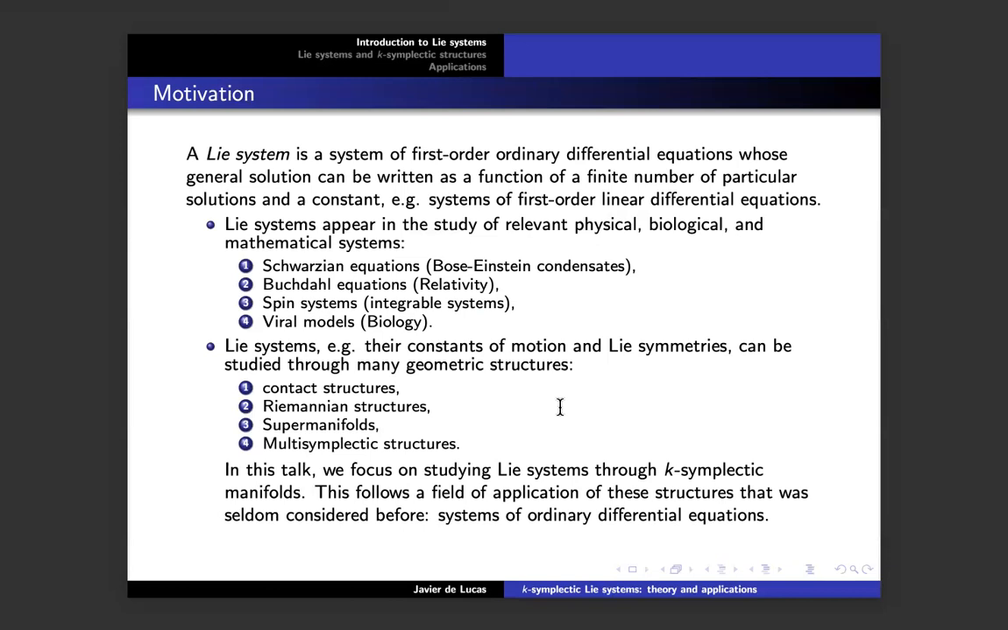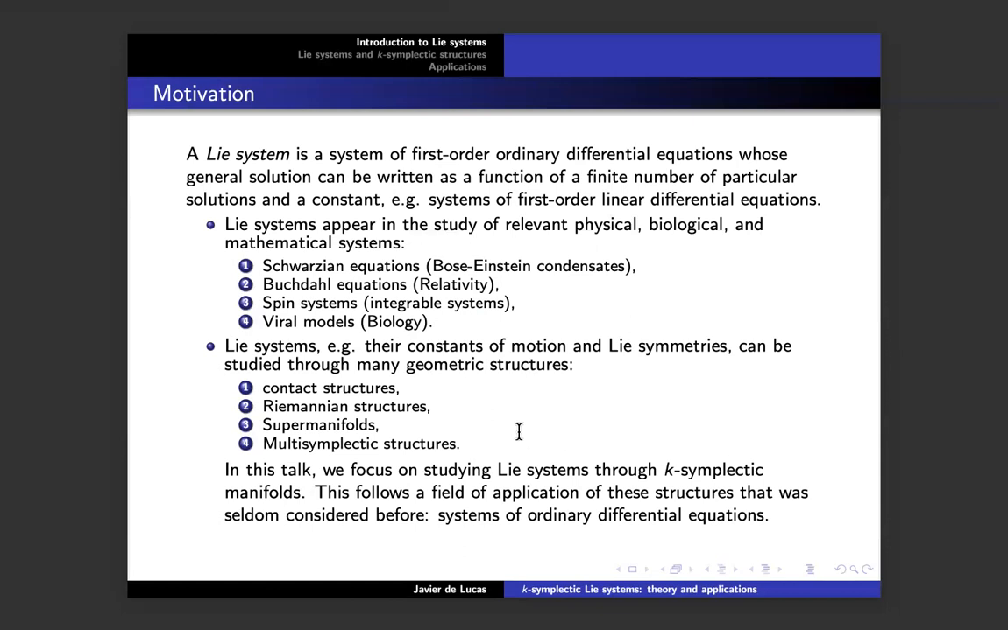The family of particular solutions is such that their initial conditions at a certain time are linearly independent. So you can think of Lie systems as a non-linear generalization of this idea. The general solution could be a function, not necessarily linear, of a finite number of particular solutions, and you will have some parameters which allow you to describe each particular solution of the general system.